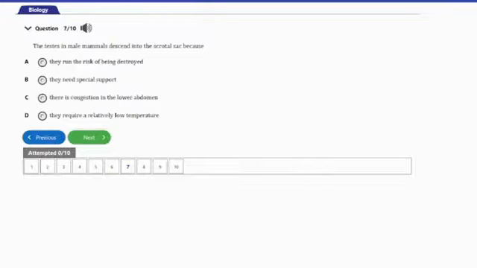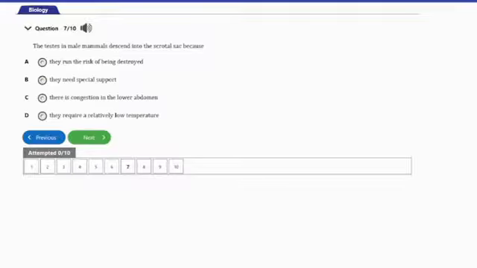That's question number 7. It says, the testes in male mammals descend into the scrotal sac because: A, they run the risk of being destroyed. B, they need special support. C, there is congestion in the lower abdomen. D, they require a relatively low temperature. The answer to this question is option D, they require a relatively low temperature. They descend into the scrotal sac because they require a temperature that is relatively lower than the internal temperature. And that's it for that question.